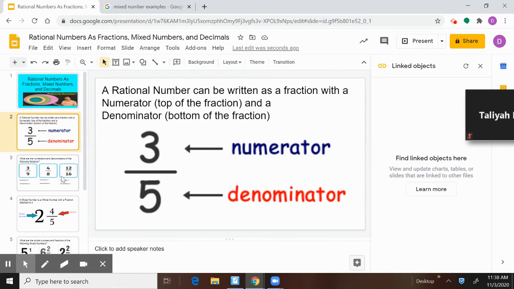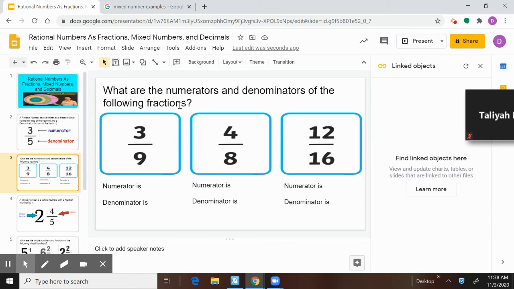So what we want to look at here on the next screen is, what are the numerators and denominators of the following fractions? So we have 3 different fractions here. We have 3/9, 4/8, 12/16. So here, the numerator of the fraction is what? It is 3. And the denominator, we just look at the bottom, the denominator is 9. Hopefully that made sense. Go into the next fraction, 4/8. The numerator is the top, which is 4. Denominator is the bottom, which is 8.